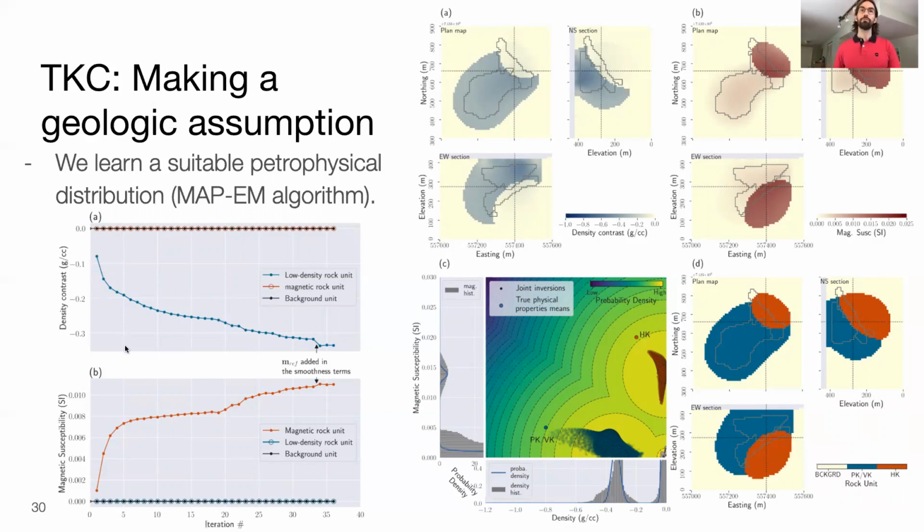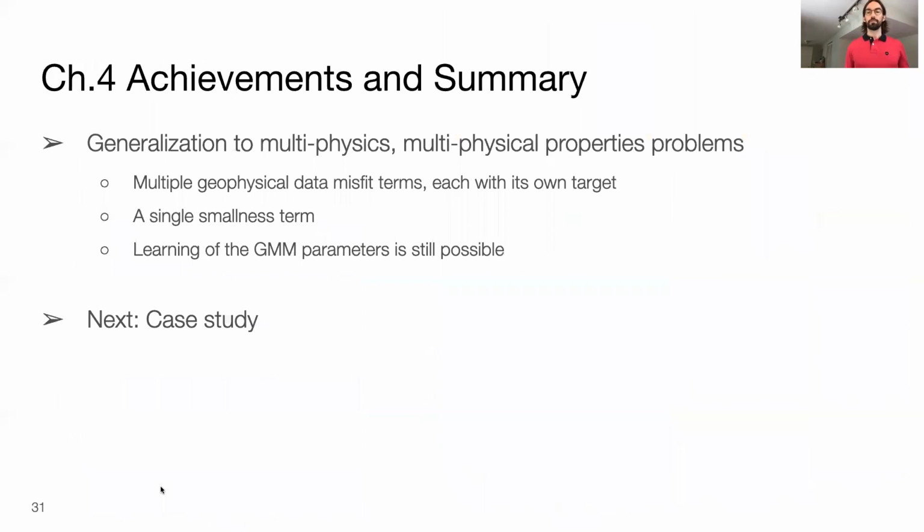And here I show you how the mean of each unit varies in time. So for example, here that's the mean of the clusters that we can identify as PK. So we are learning a new mean at each iteration. And while we keep the background and the HK density contrast at 0, and reverse for the magnetic susceptibility, where HK is moving and we keep the two others at 0. So that's the end of the methodology papers for the multiphysics inversion.